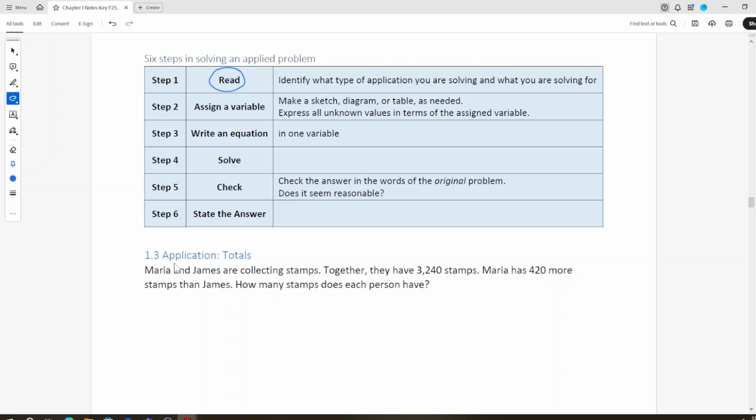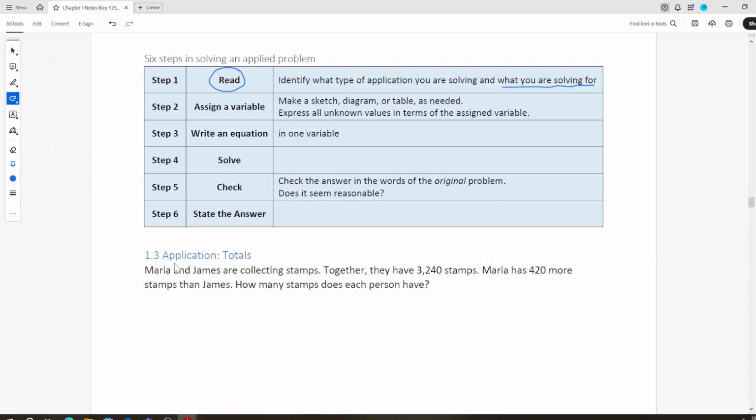And you're also going to identify what you're solving for. This is probably the most important thing. When you're reading the question, usually the last sentence will tell you what you're solving for, and then you're going to assign a variable. So let's just practice that with this first question. Let's just practice the first 2 steps.